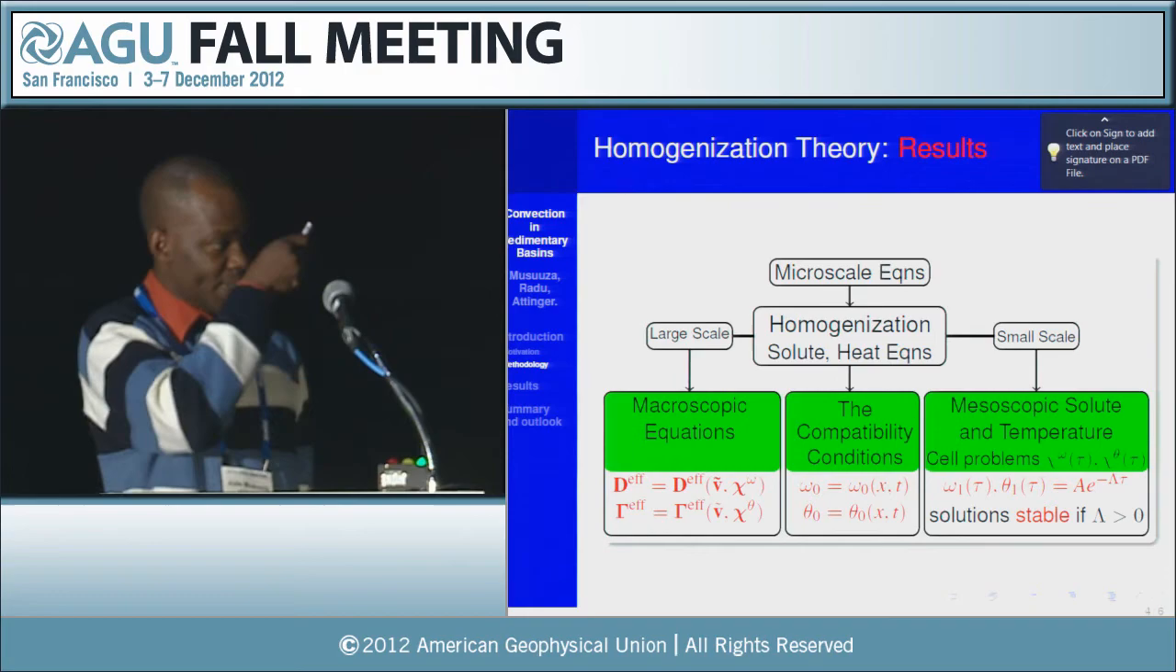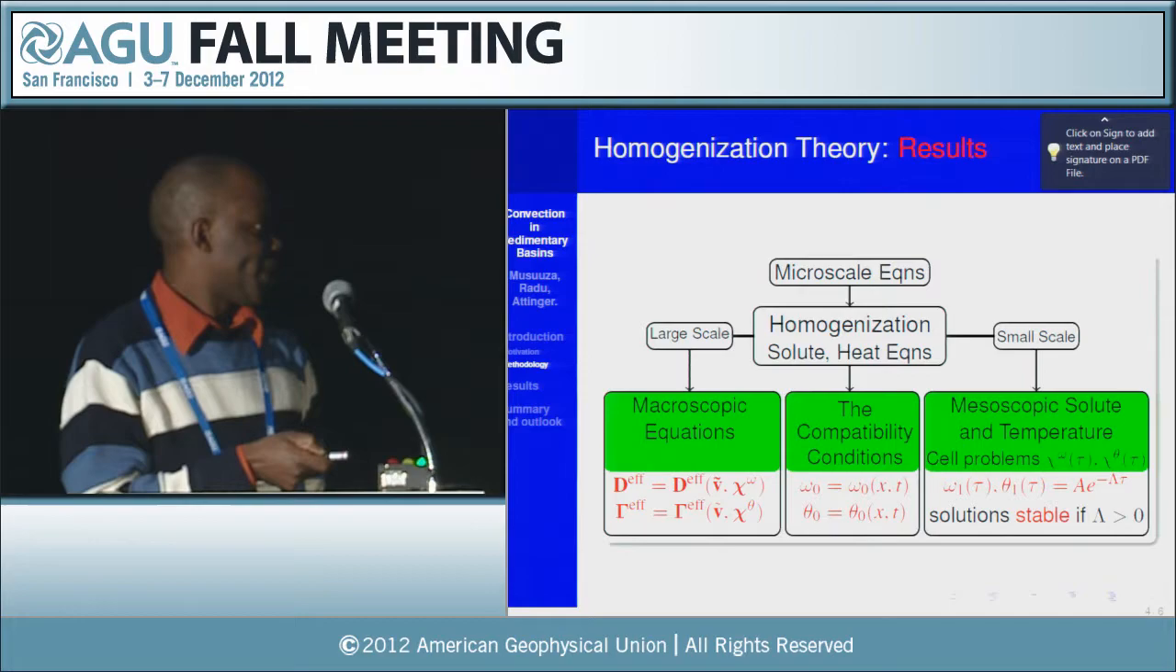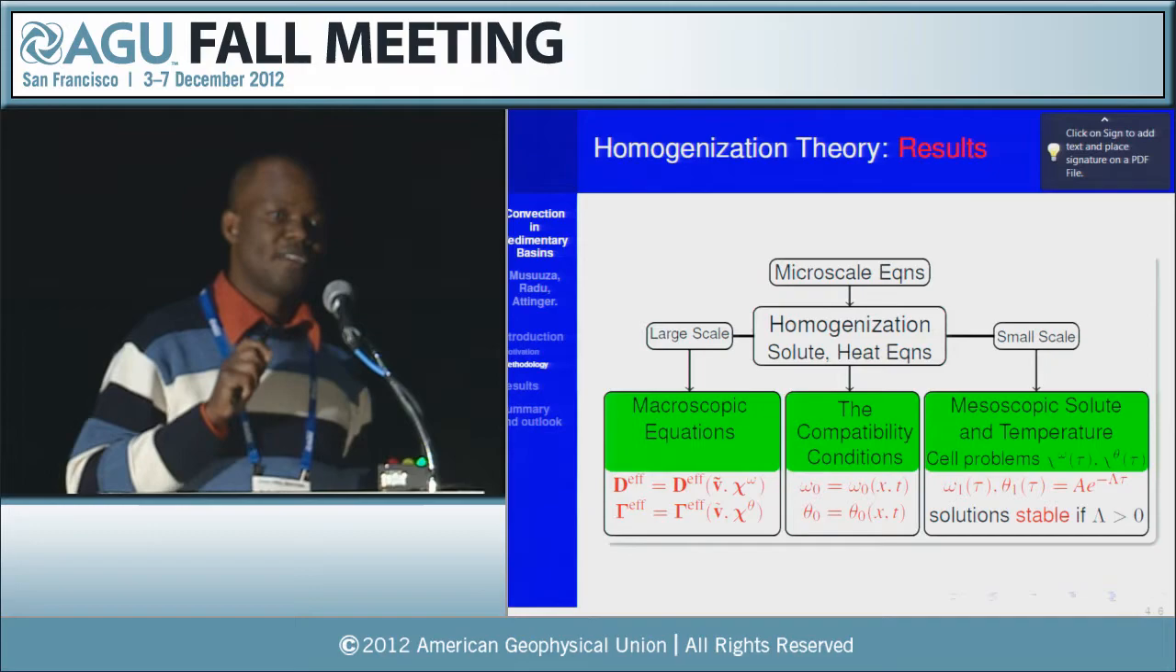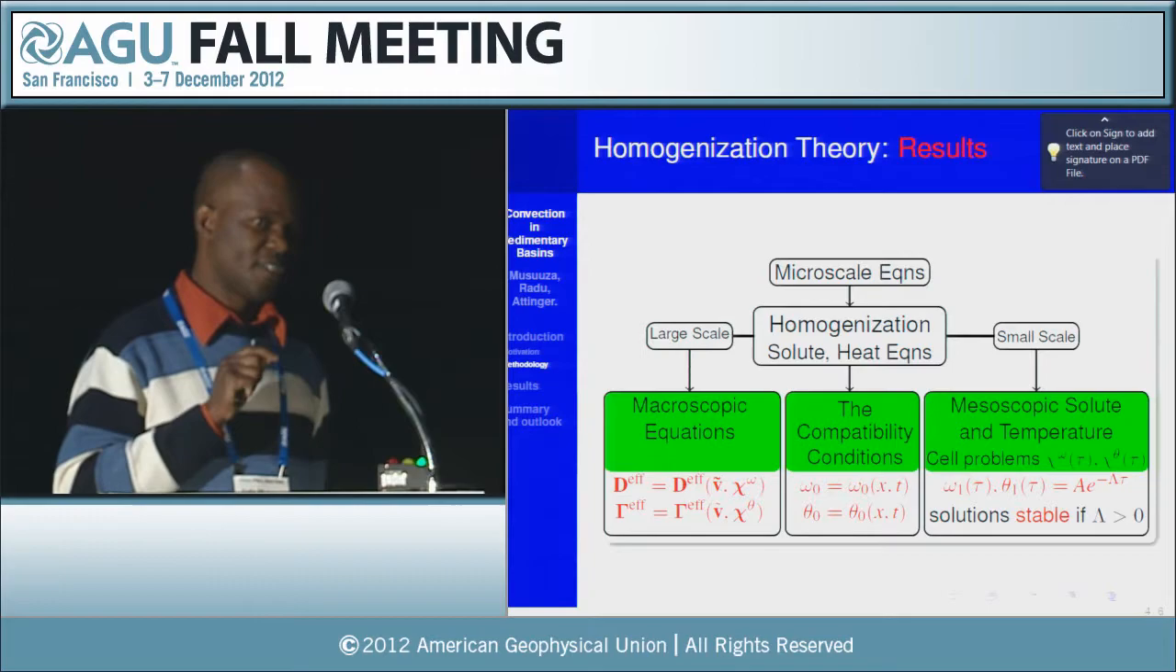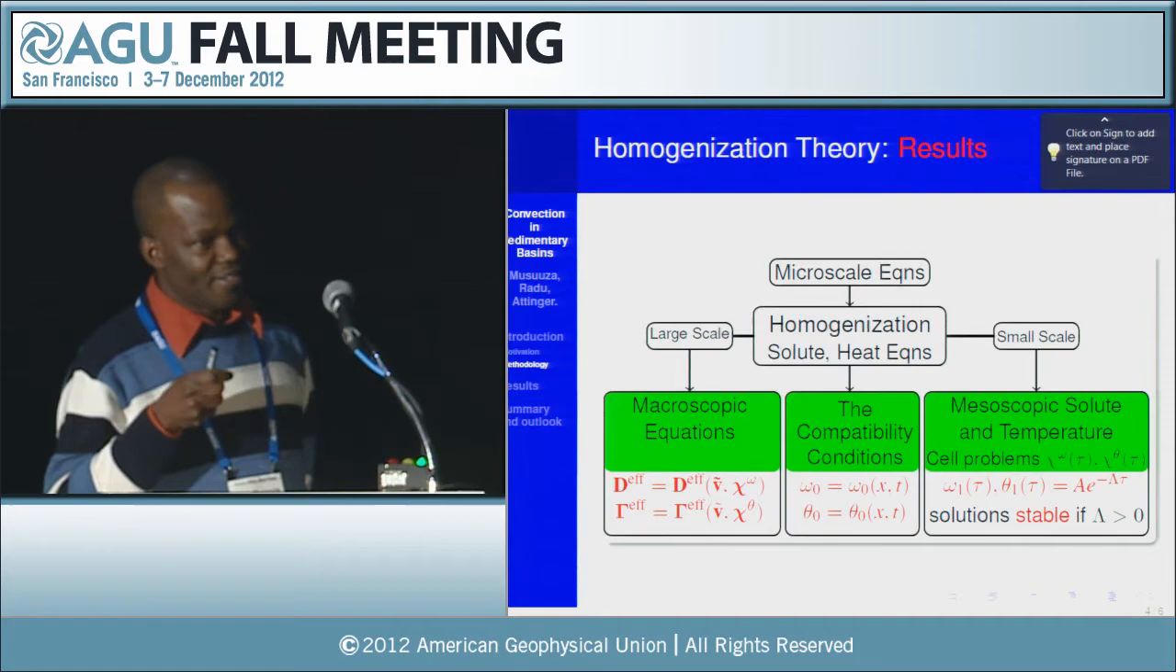In our case, the cell problems had an exponential decay form, and the temporal behavior of the solutions depends on the sign of this quantity here, the capital lambda. If lambda is positive, the solution goes to an asymptote; otherwise it grows unbounded. And if you have that unbounded growth at the small scales, it has to be transmitted to the large scales, unless you have a mechanism like mixing that can smoothen it out.